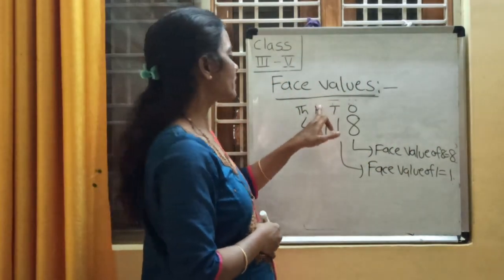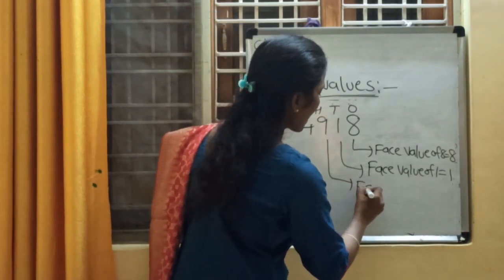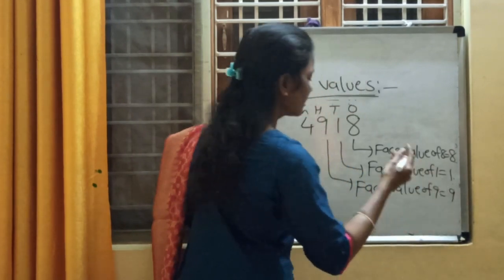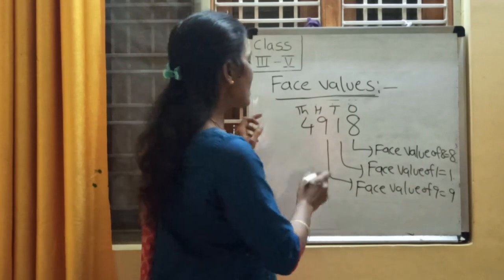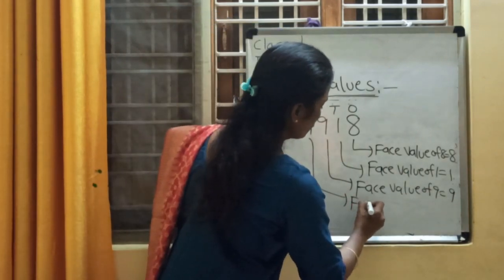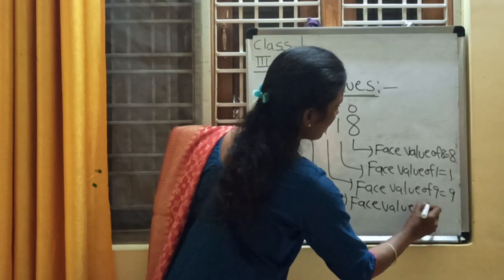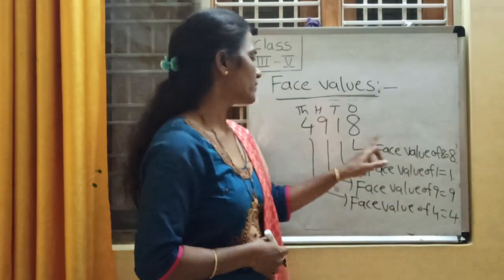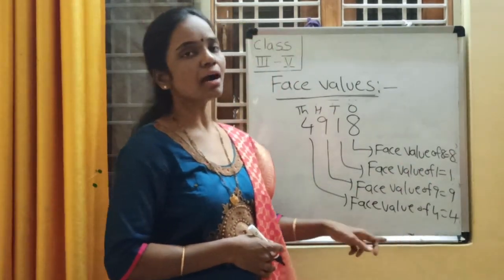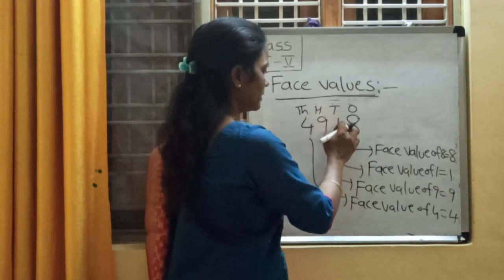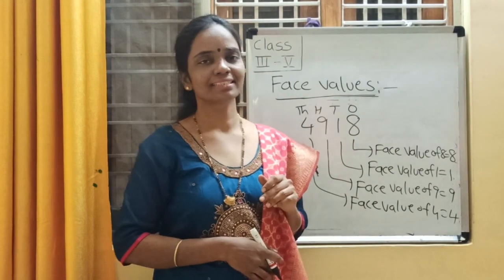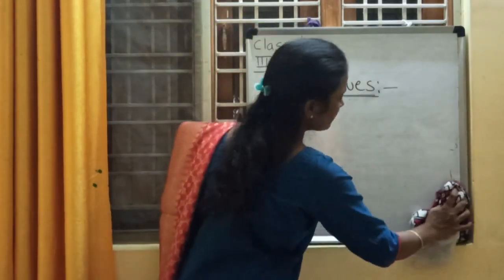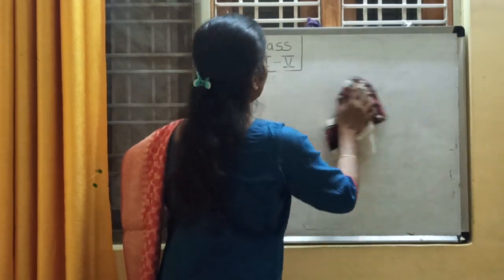What is the face value of 9? Face value of 9 is 9 only. What is the face value of 4? Face value of 4 is 4 only. The same number will come. Face value means the same number will come. Don't think about its position. Understood, children? Yes. Now I want to tell you the difference between place value and face value.